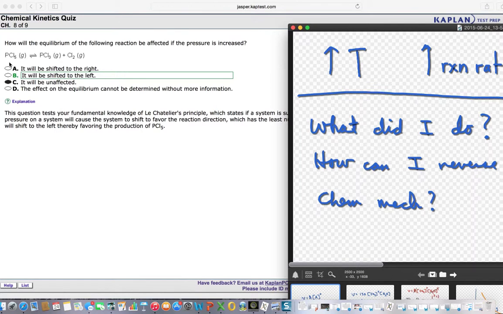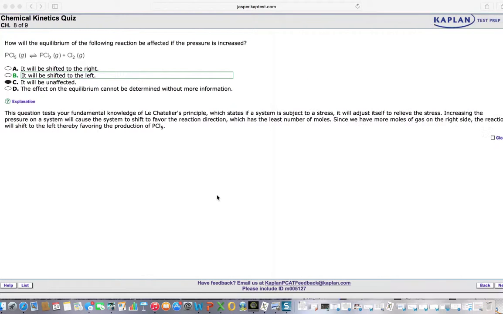So there's only 1 mole of gas in reactants. There's 2 moles of gas in products. I've increased the pressure, so in response to that, I want to decrease the pressure. How do I do that? I favor the side that has the least number of moles of gas.